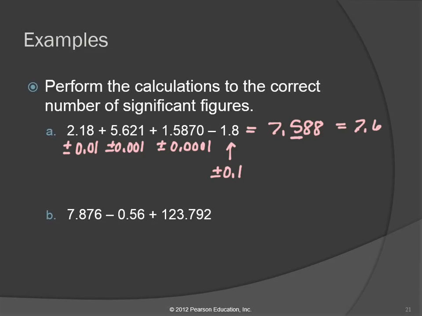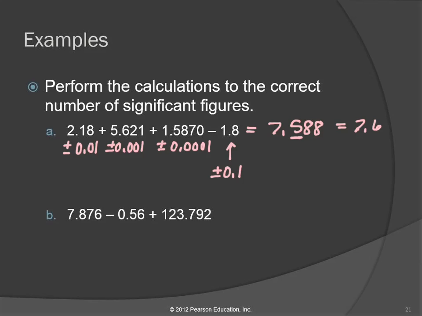And so which of these uncertainties is the largest? 0.1 is the biggest, right? And so then our answer is going to have an uncertainty equal to that, plus or minus 0.1. So it's rounded to the tenths place. Anybody still have questions about that example?